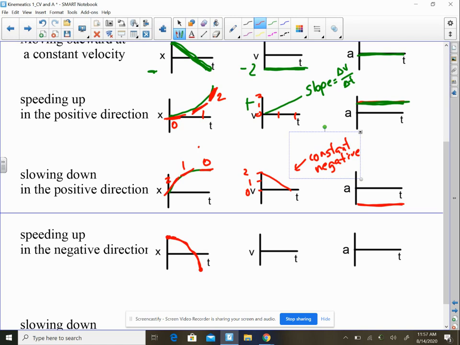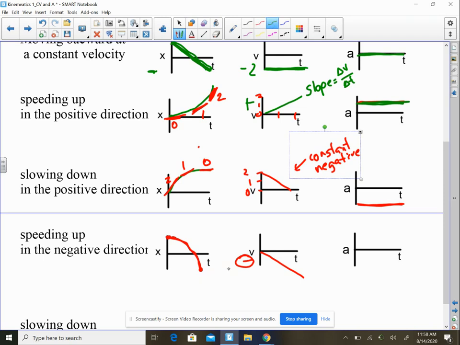Now, if we're moving in the negative direction and speeding up, and we want to know what's happening to our velocity, since we start away and end in a more negative position, it's always going to be negative. So we're always traveling in the negative direction. If we look at the beginning, we're not traveling very fast, and then we're going pretty fast in the negative direction. So our velocity graph will do this.